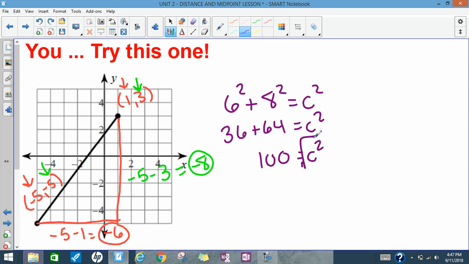When I square root both sides, the square root of 100 is just 10. So I know that this length, or the distance between this point and this point, or the length of this line segment, is 10 units long.